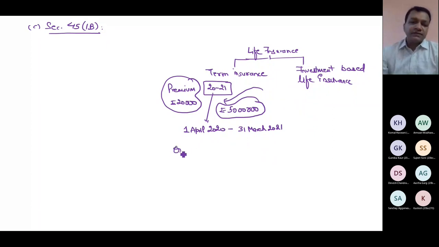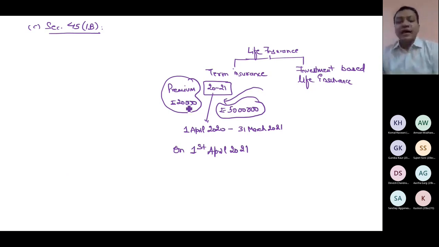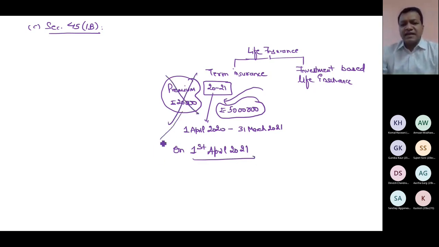on 1st April what happens? Do you have this plan? No. On 1st April 21, I am unsecured. I am not insured. I have to purchase and pay the premium again. And this 20,000, on this date I should forget now. I should not expect that I will get any amount on or after 1st April 21 from this premium amount.